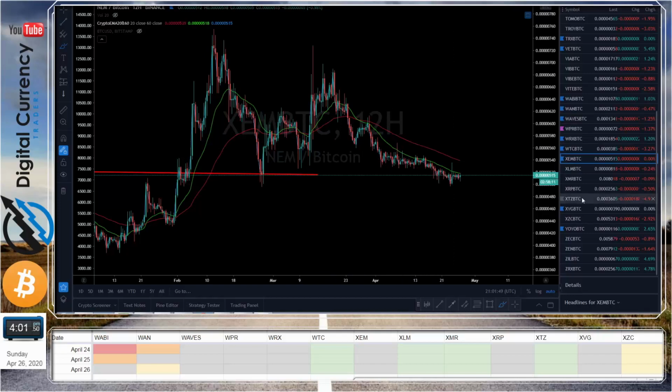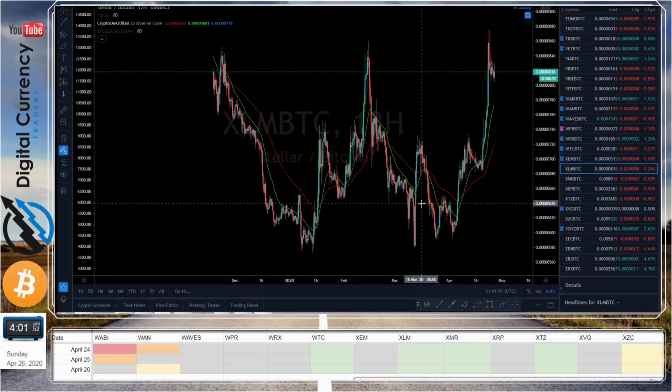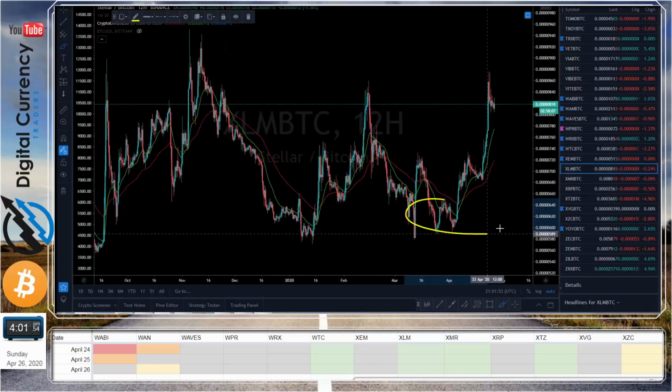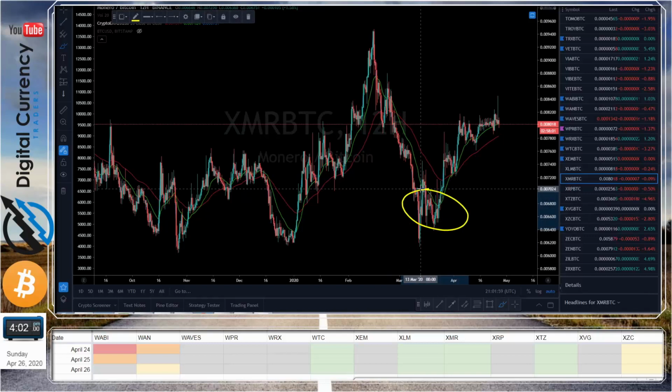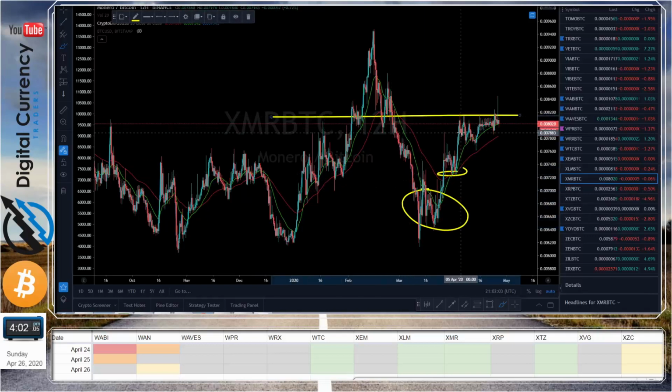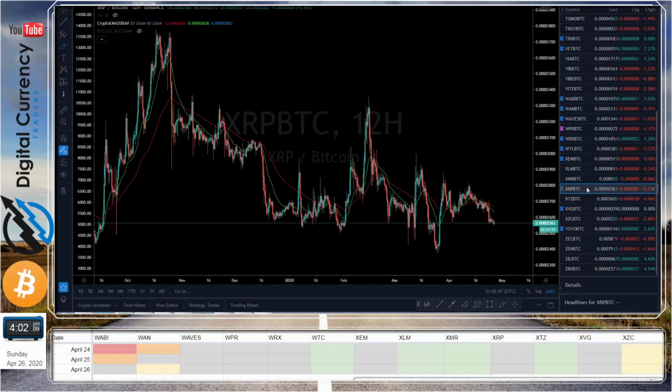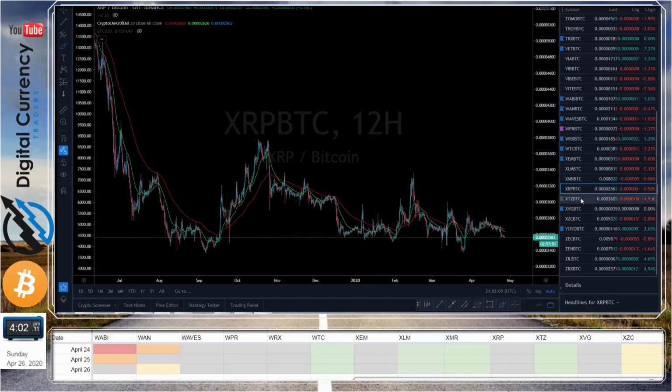XEM neutral, pulled back too much. XLM is in hold stance. We had the 1 2 3 formation here, hold stance, looking good. XMR, we had the 1 2 3. It wasn't very pretty, but it went into hold stance, so we'll just continue watching to see what goes on with that. Let's go on to Ripple XRP. It's neutral. It's on its way down, not doing much.